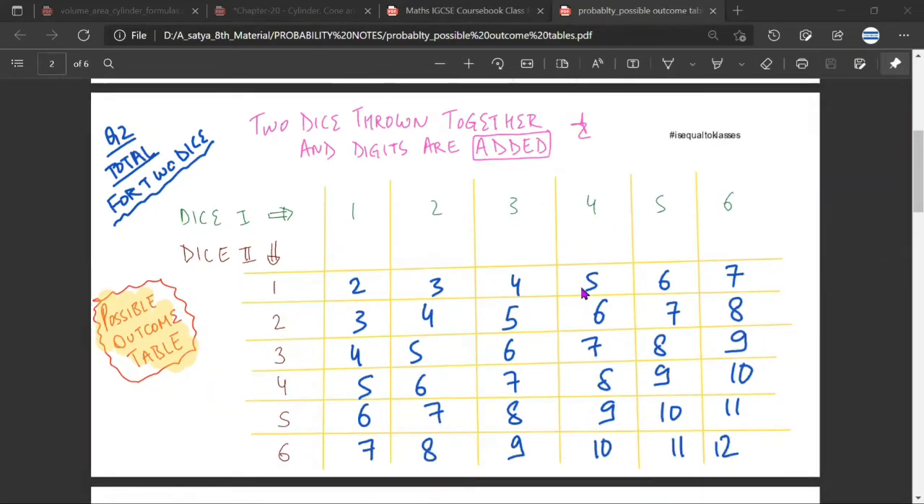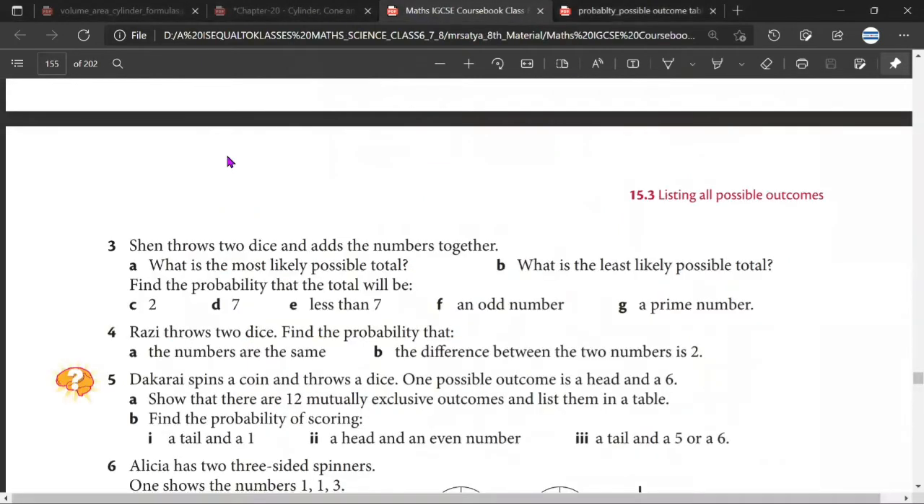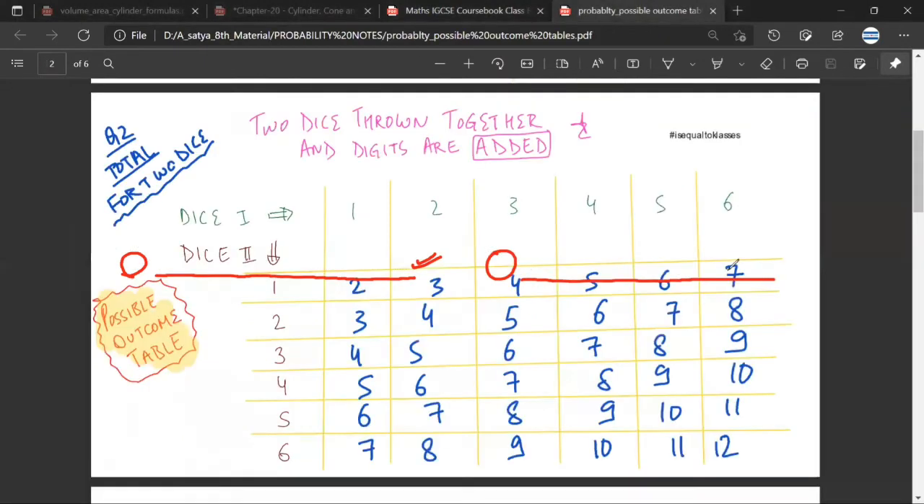Now, see, let us try to do these questions one by one. So the first question is, what is the most likely possible total? And the B part is, what is the least likely possible total? Okay, have you understood? Yes, sir. So we'll have to find what is the most possible total and what is the least possible total. Can you tell me, Satya? No, sir.